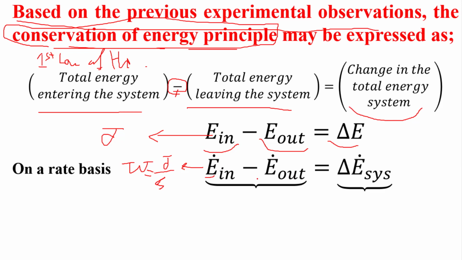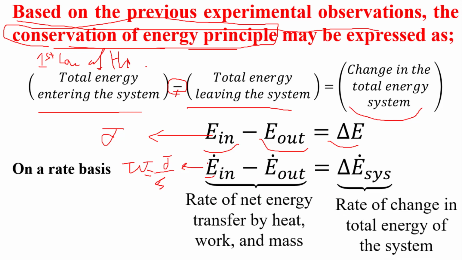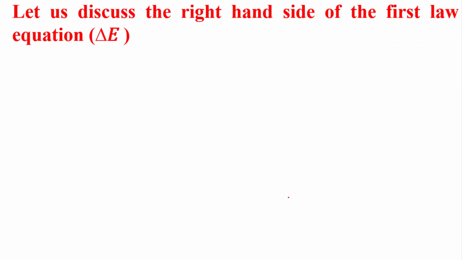Okay, so energy in minus energy out equals delta E. The term with the dot means the rate of net energy transfer by heat, work, and mass. Since we are talking about a closed system, the mass term is not there, but this is the general equation. This is why we mention mass here. And here, the rate of change in the total energy of the system, the change in the total energy stored by the system.